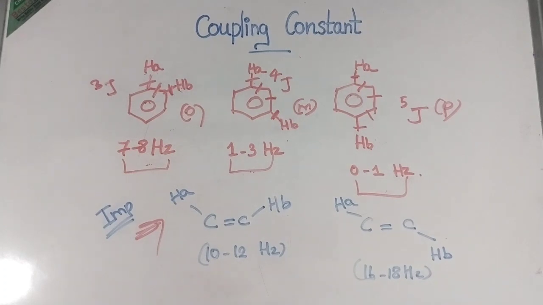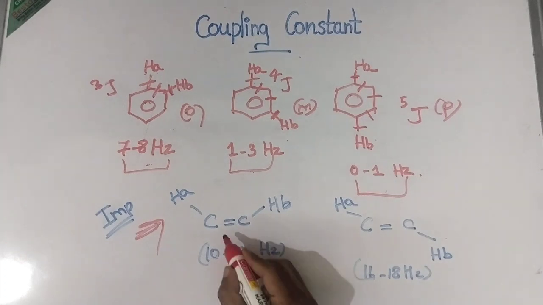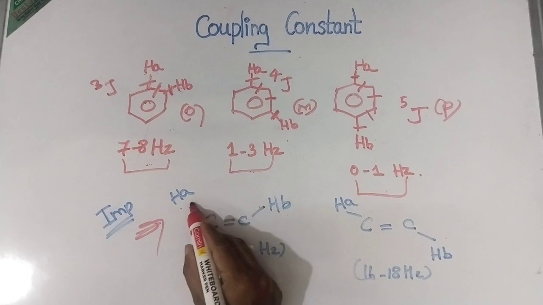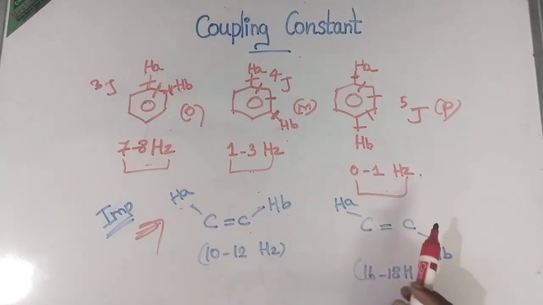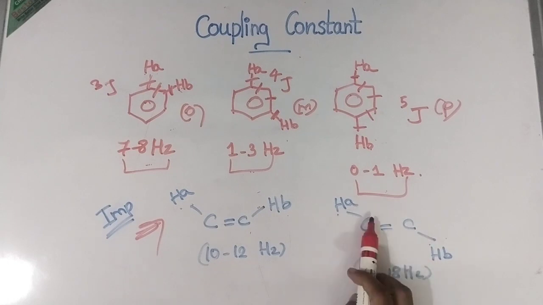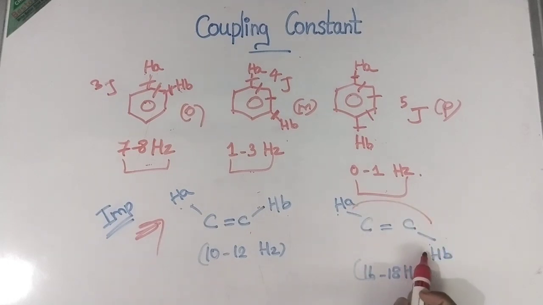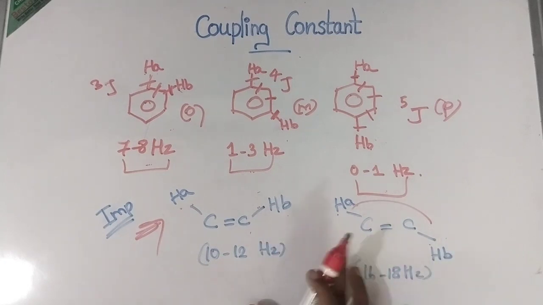If you have a double bond, cis-trans isomerism is always possible, right? If the two groups are present on the same side, it is known as cis. If two groups are present on opposite sides, then it is known as trans, right? So in this case, the two protons are present on the same side, hence it is known as cis. In this case, they are present on opposite sides, and hence it is known as trans. This is known as cis-trans isomerism.